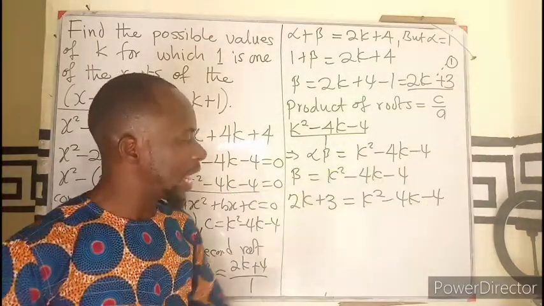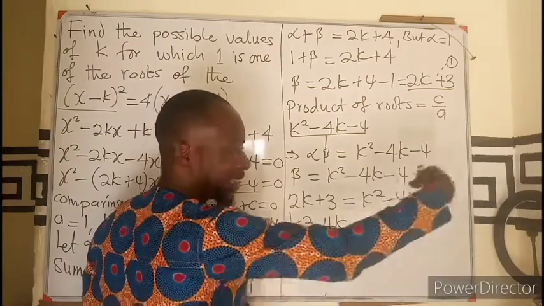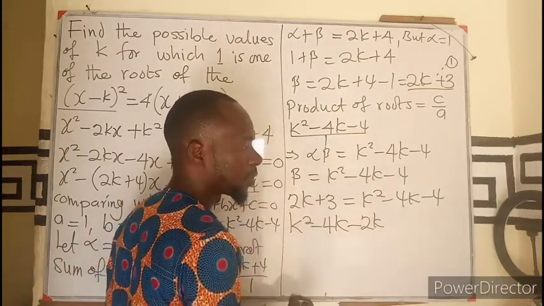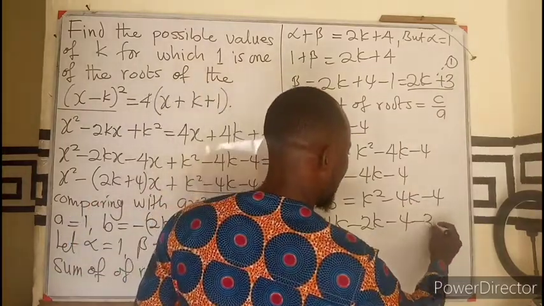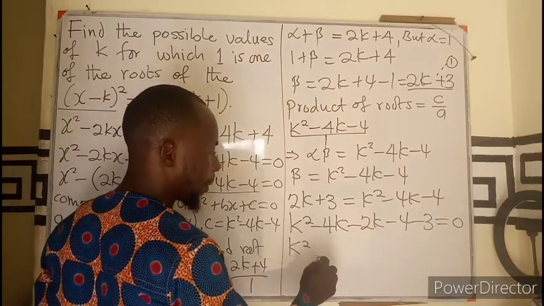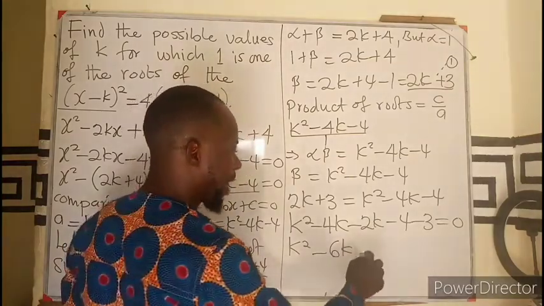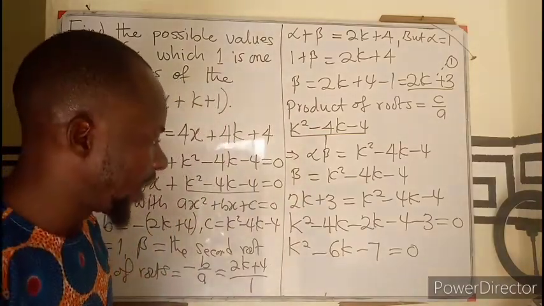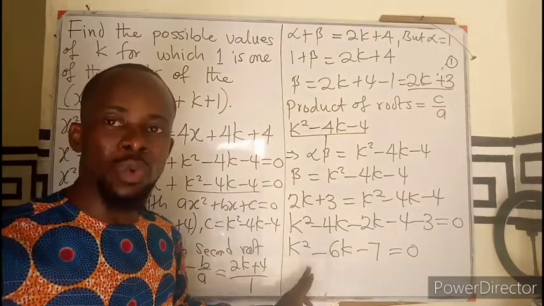So we can group them together to have k squared minus 4k as already there. This is crossing to become minus 2k. Then this is going to be minus 4. This is also crossing to become minus 3 equals 0. What do we get? k squared. Right here is 6k, minus 7 equals 0.